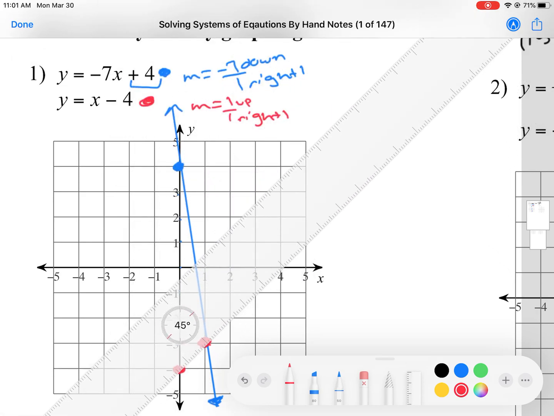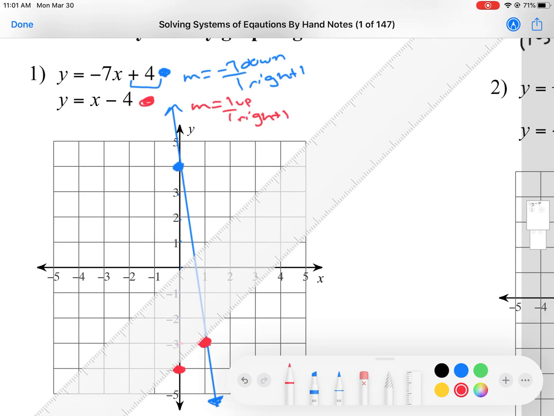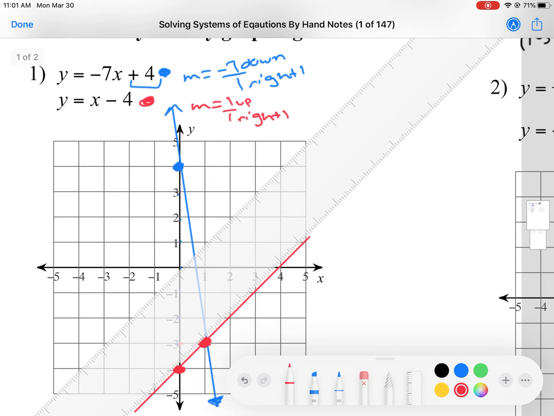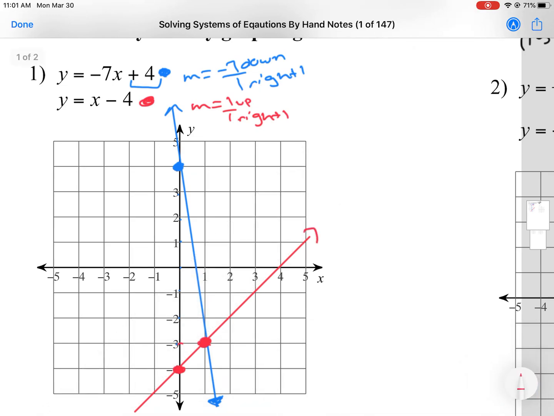Just graph these bad boys. Alrighty, very nice. Good. So I have them both graphed, and clearly we could see an intersection of these 2 lines.